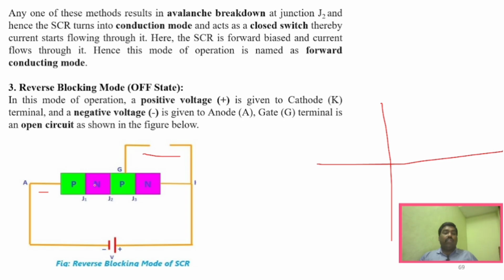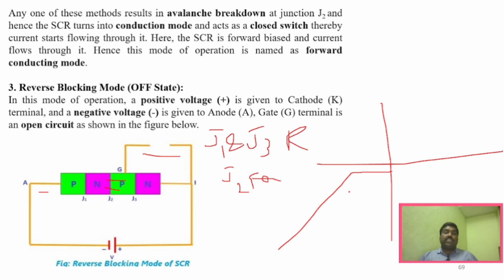No current will flow because J1 and J3 both are reverse biased, and only J2 is forward biased. J2 is forward biased, right? No current will flow. There will be only a small leakage current, right? And if you keep on increasing, what will happen? Even this J2 will break down, and there will be a sudden increase in reverse current, right? And this is called reverse blocking mode, right?